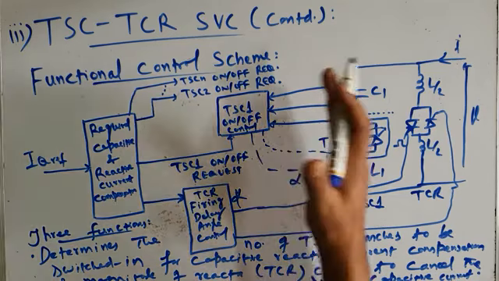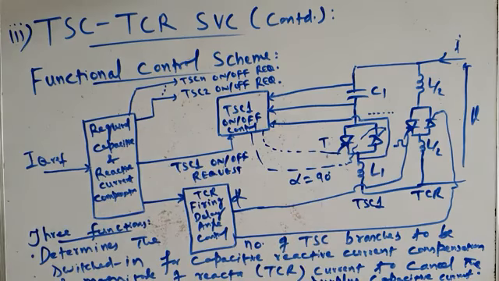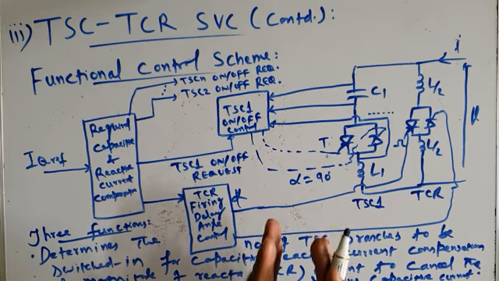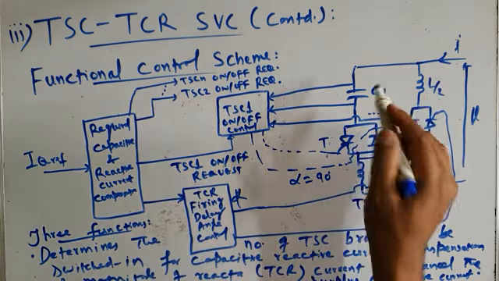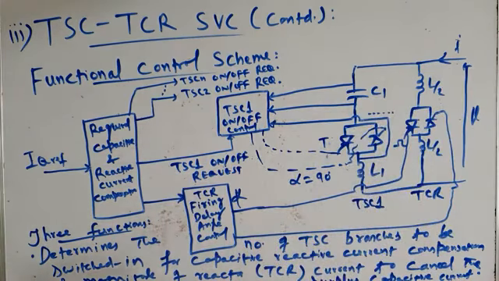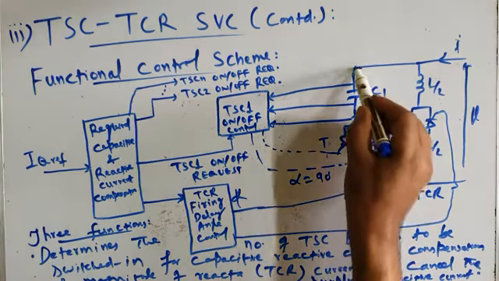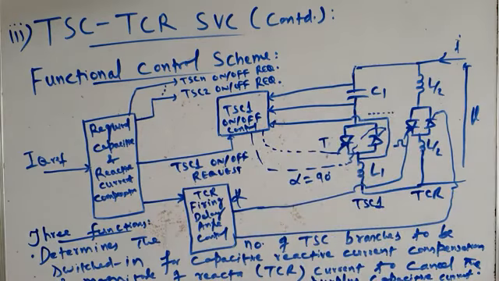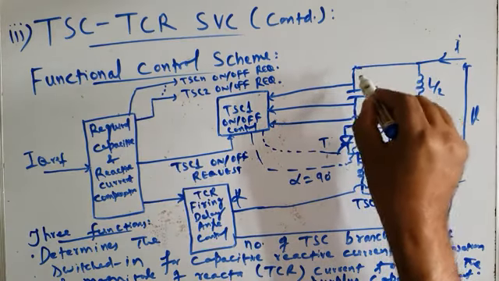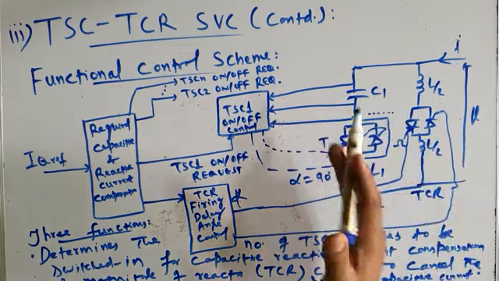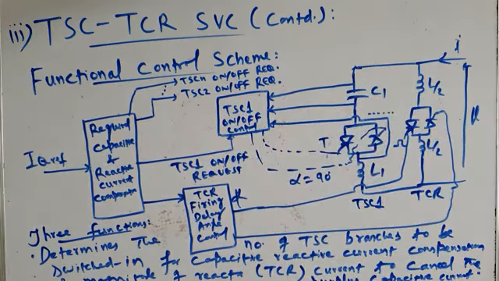Let us suppose 4 TSC branches are switched in simultaneously. Therefore 4 TSCs will be turned on, and they will generate capacitive reactive power and inject that reactive power into the transmission system. Now the capacitive reactive power injected into the transmission line by all the 4 TSC branches may be more than the reactive power requirement.